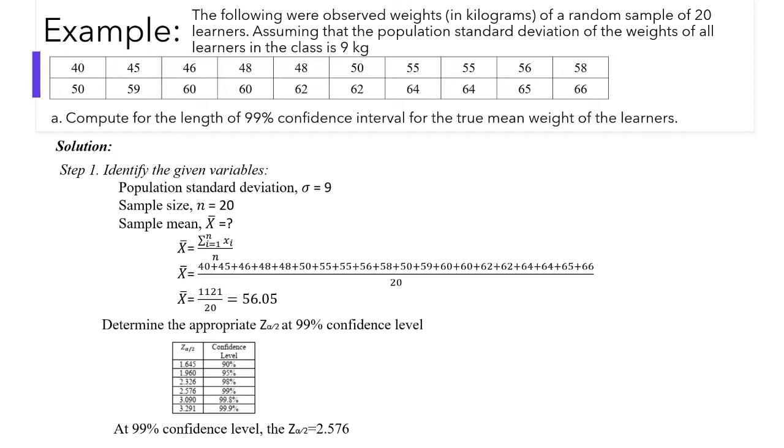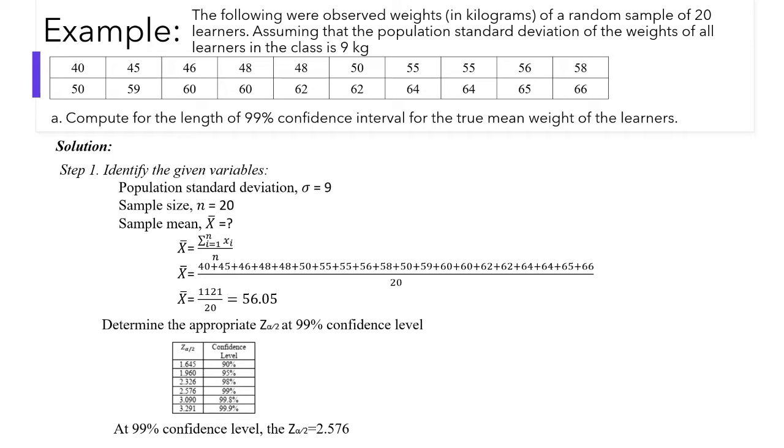Example: the following were observed weights in kilograms of a random sample of 20 learners, assuming that the population standard deviation of the weights of all learners in the class is 9 kilograms. We have a table that is 40, 45, 46, 48, 48, 50, 55, 55, 56, 58, 50, 59, 60, 60, 62, 62, 64, 64, 65, and 66.